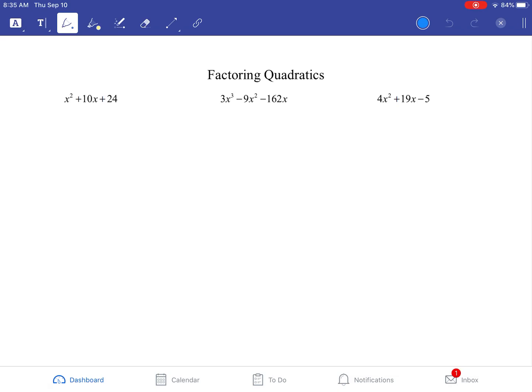So this is a quick video to show you some tips and tricks for factoring quadratics. If you're having some problems with factoring, this is the place for you.